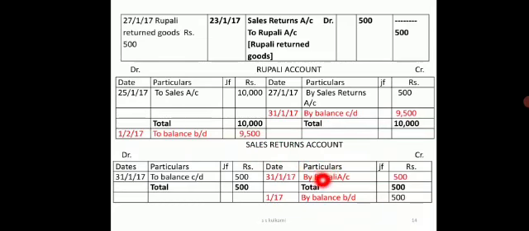So ignore this particular mistake. That's why that particular part has appeared in red ink. Followed? So it should be on the debit side. Sales returns account is to be debited to Rupali's account 500, and in red ink it should be balance carried down.